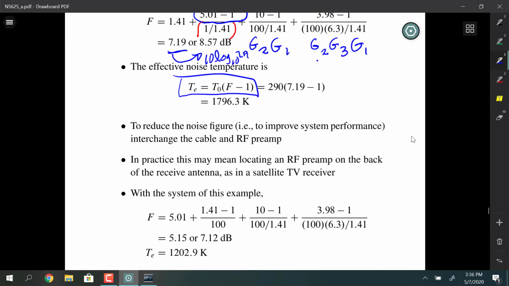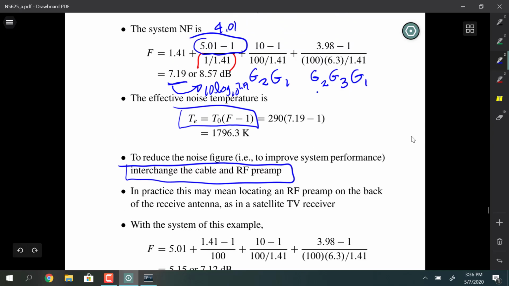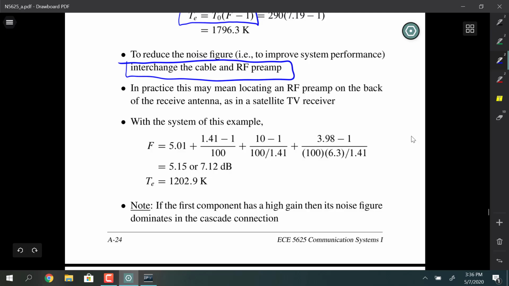So what we could do now, to improve the system performance, is interchange the cable and the RF preamp. So now the first stage has a noise figure as a ratio of 5.01. And then we have the noise figure of the feed line, 1.41 minus 1. But the gain of that low noise amplifier is very high, which is very nice. So pretty much what's going to happen in this case, because we have a high gain preamp with a not super phenomenal noise figure, but it's not super bad.